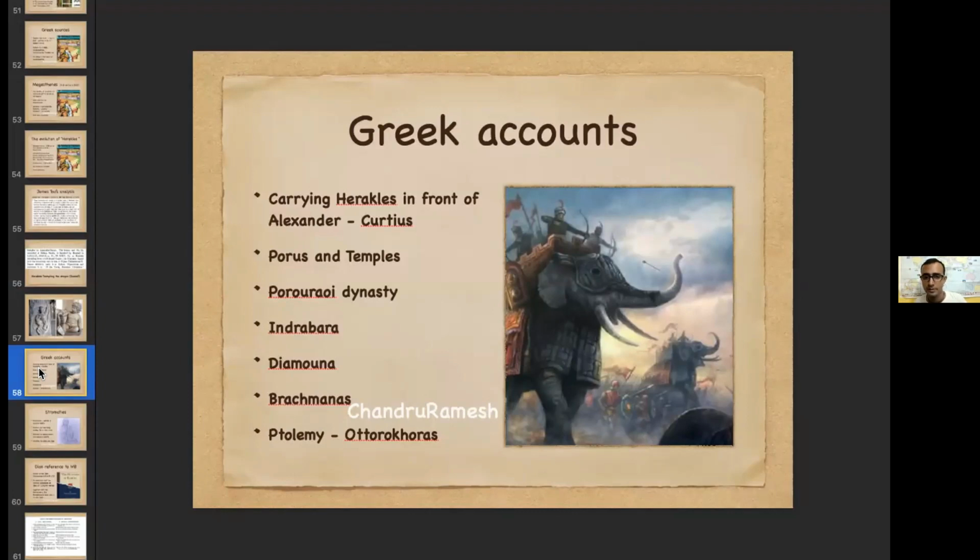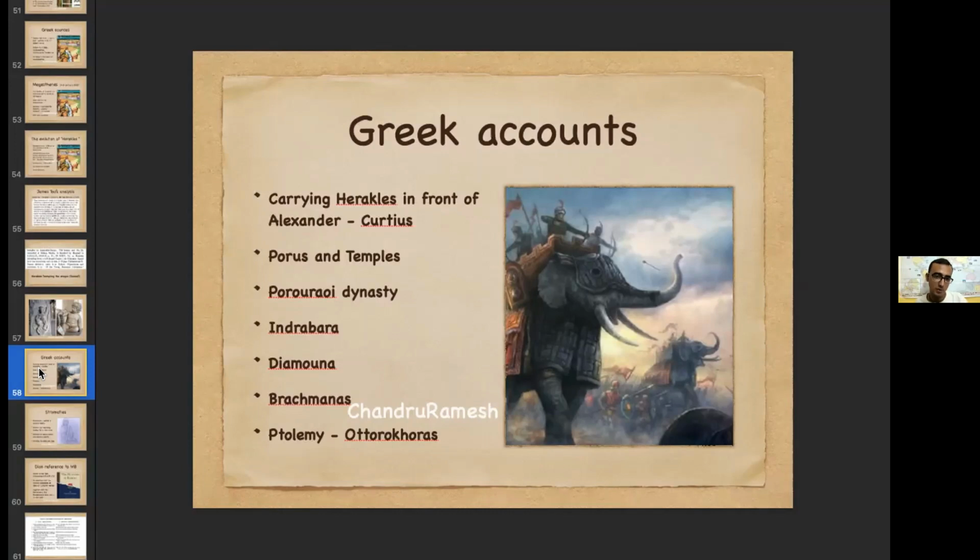So Curtius is another Greek author. He says that during the war with Alexander, you might be knowing that Alexander came to India and he fought with the Indian king called Porus. During this war, he had fought with Porus, carried the portrait... Greeks saw Krishna had too many similarities with Heracles, so they used the term Heracles.